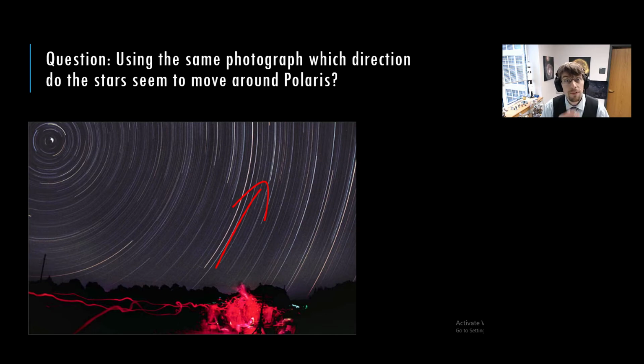Now, bear in mind, if I were facing south, the stars would still be rising in the east, and then they would appear to be moving clockwise. So you've got to pay attention to which way you're facing. Okay, next question for you. Ready? Here we go.